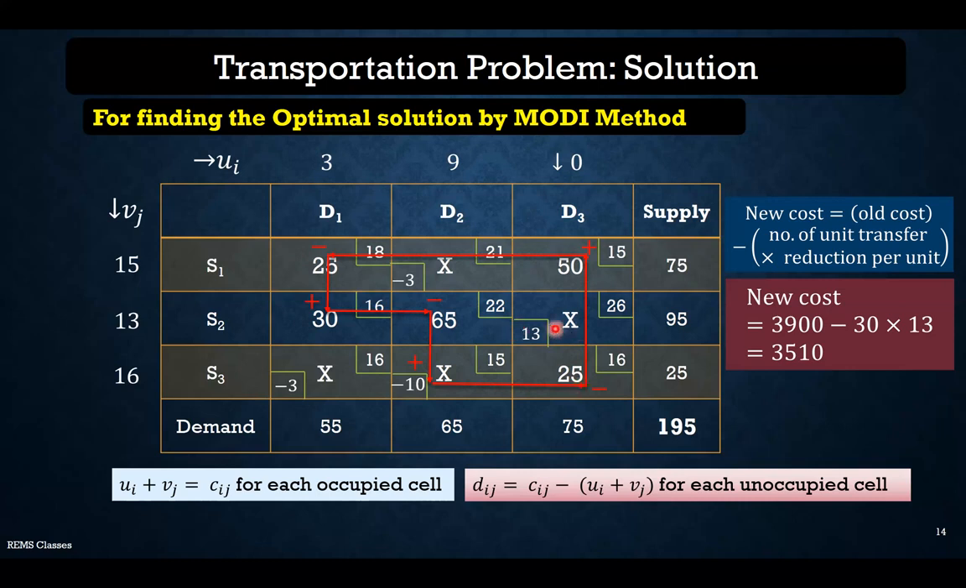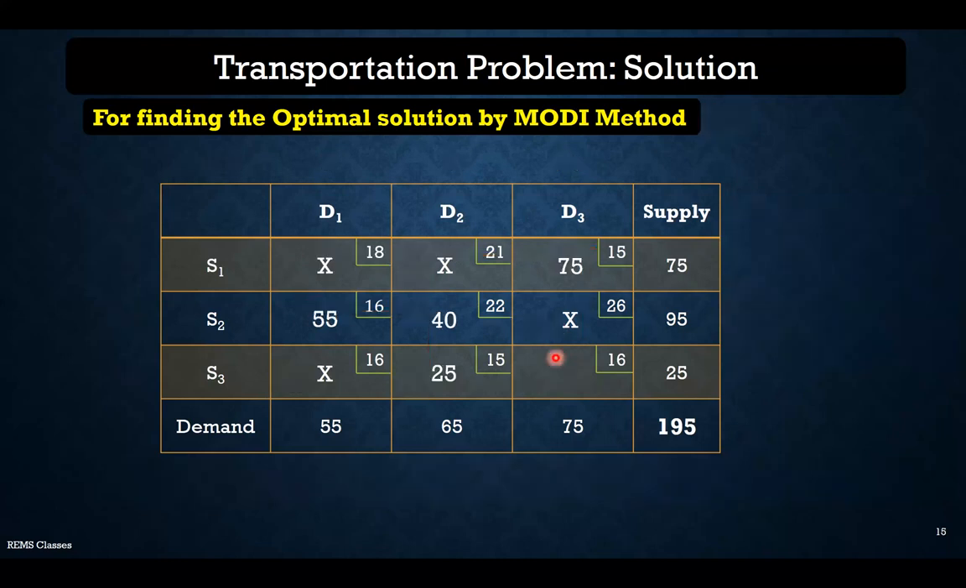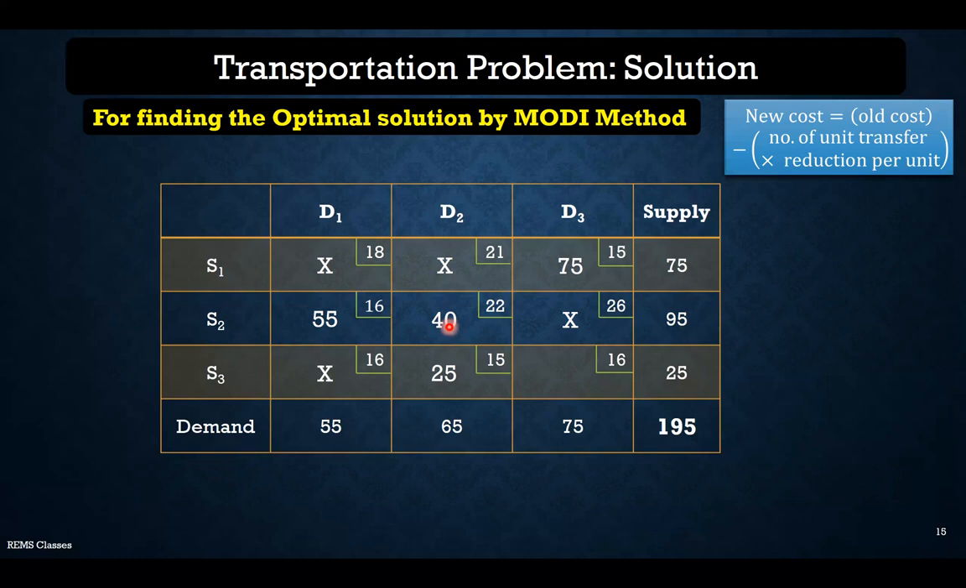So how we have shifted 25 from here to here and from here to here. Okay. So this is the new cell we have obtained after the last cost matrix. So in this case, right now, the new cost will be 3,260, which is the new cost.